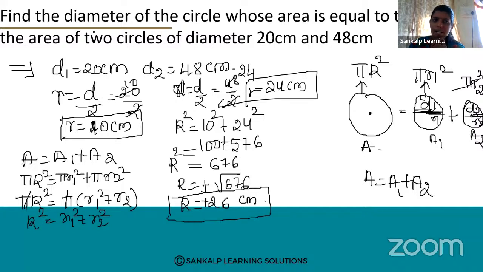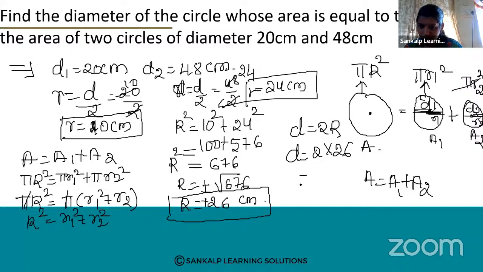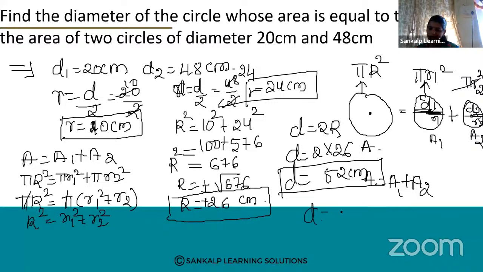But what they ask is, find the diameter of the circle. So we got the radius, but what we want is the diameter. In order to get the diameter, D is equal to 2R, right? So D is equal to 2 into 26. What will you get? So 52 centimeter. So D is 52. 26 into 2, you will get 52 centimeter. So this is the diameter of the circle.